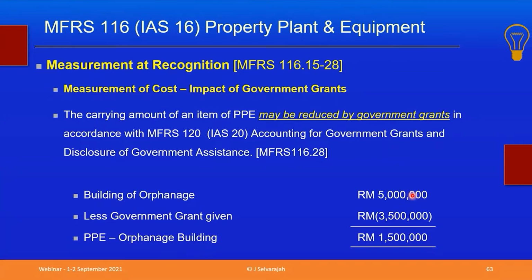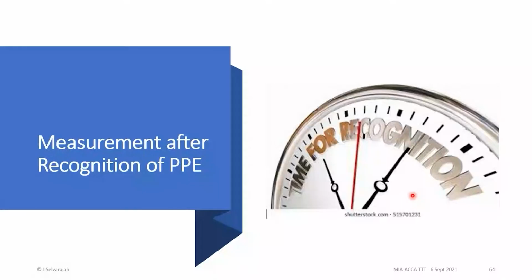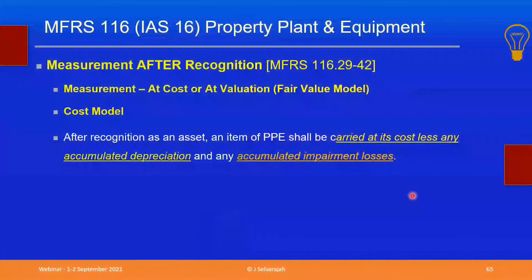And the depreciation on the 1.5 will straight away go to the P&L account, right? That is your building, right? So that's the impact of government grant on PPE. All right, now we go on to the next one. We'll pick up so that we can do all the other questions afterwards.